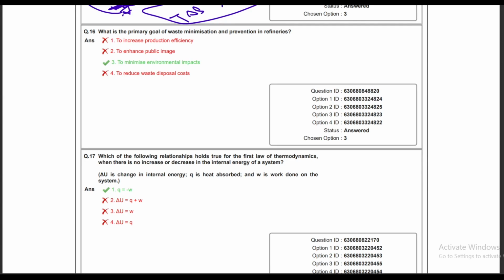Today we will solve the next 15 questions of this question paper. For the solutions of the first 15 questions, I had already uploaded a video, and you can check that video on the channel. I will also provide the link for that video in the description. Check that. So let's start from the 16th question.